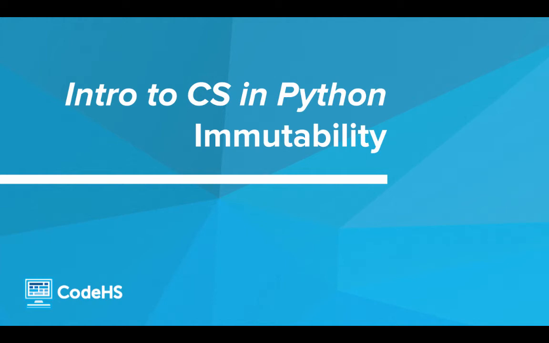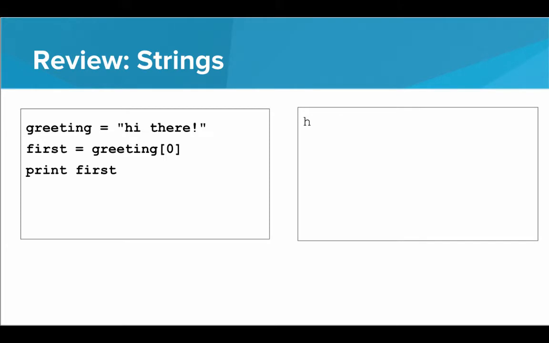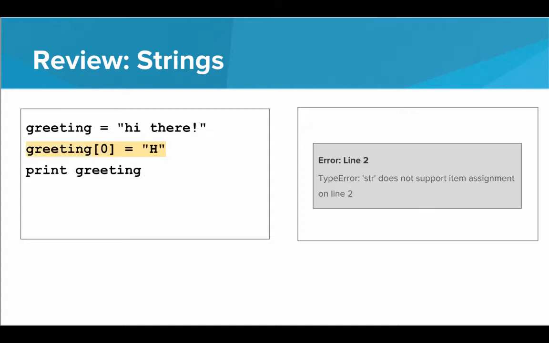Hi, in this video we're going to talk about a property of strings called immutability. In the last lesson, you learned how to extract a single character out of a string using square brackets and an index. You can use that character in a variable assignment like this. The variable first then holds a string that just has the letter H. You cannot, however, do this assignment in the opposite direction.